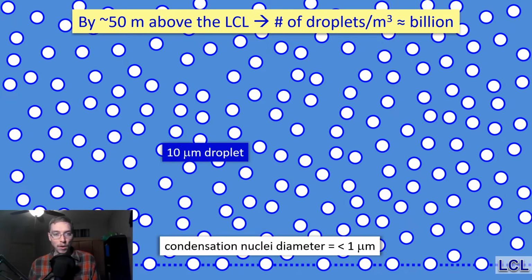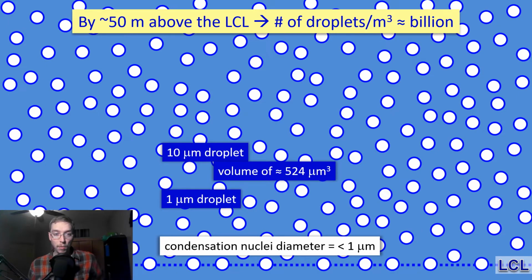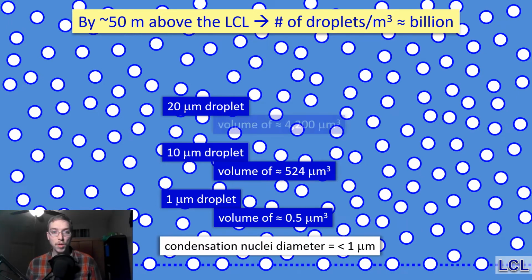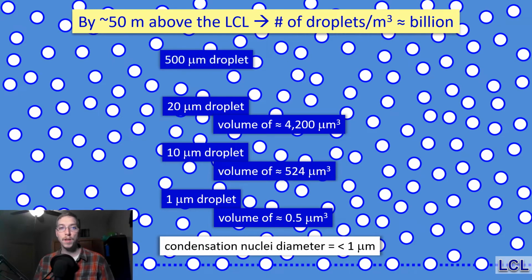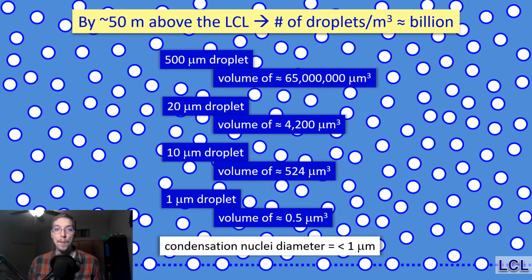Here we see 10 micrometer droplets have a volume of about 524 cubic micrometers. 1 micrometer droplets have a volume of about half a cubic micrometer. Our 20 micrometer droplets have a volume of about 4,200 cubic micrometers. And our 500 micrometer droplets actually have a volume of about 65 million cubic micrometers. So the bigger droplets have obviously much more mass. There is more of them. It's easier to have much more mass in general.